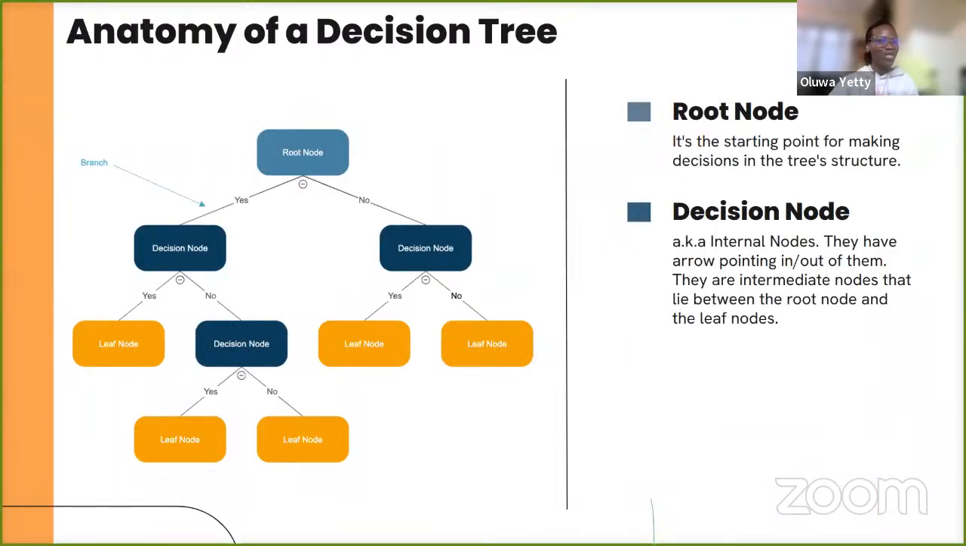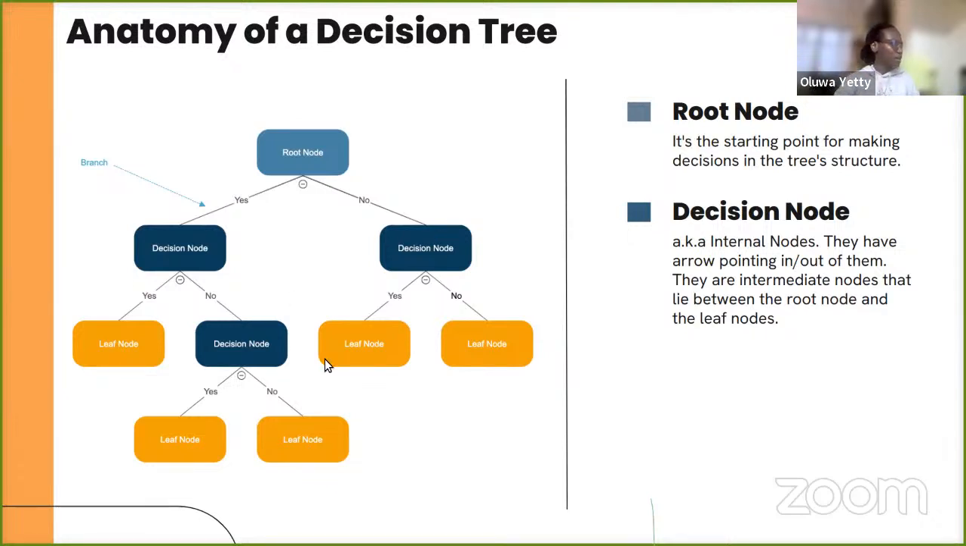So let's go back to decision nodes. I said decision nodes always have something pointing into them and something pointing out of them. Always bear that in mind. The root node is the beginning where we are starting from. Decision nodes have a branch coming into them and out of them, while leaf nodes just have something coming into them but never out of them. They are like the last.